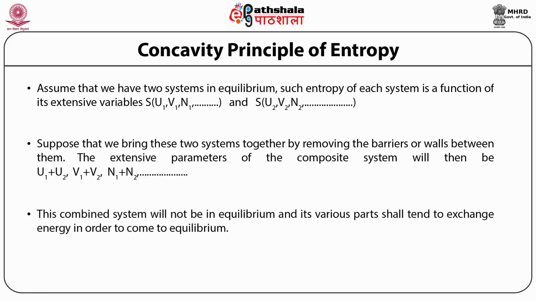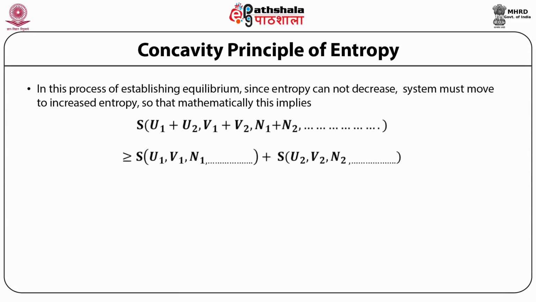This combined system will not be in equilibrium, and its various parts shall tend to exchange energy in order to come to equilibrium. In this process of establishing equilibrium, since entropy cannot decrease, the system must move to increased entropy, so that mathematically this implies entropy as a function of u1 plus u2, v1 plus v2, n1 plus n2 must be greater than or equal to entropy as a function of u1, v1, n1 and so on, plus entropy as a function of u2, v2 and n2 and so on.